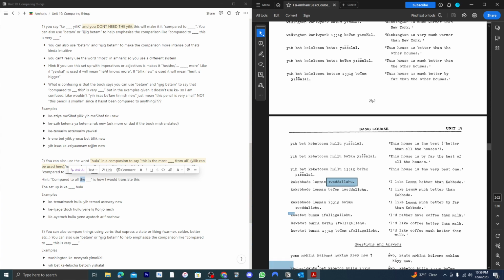Interesting. Kawat et bunna filigallo. So compared to milk, coffee I like more basically. I'd rather have coffee than milk. And then the betam and ijig betam versions of it.